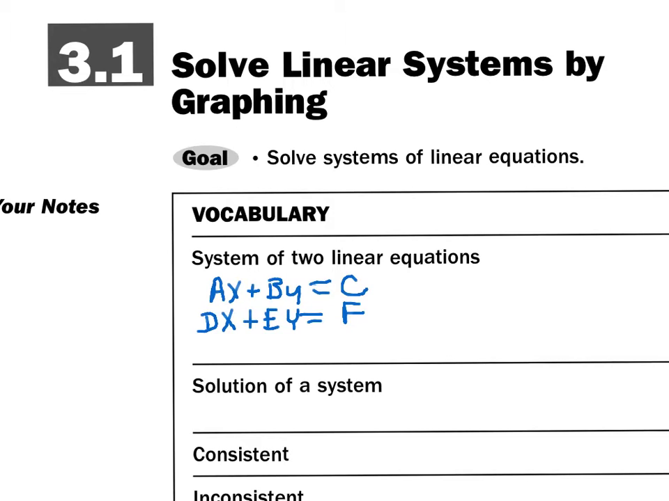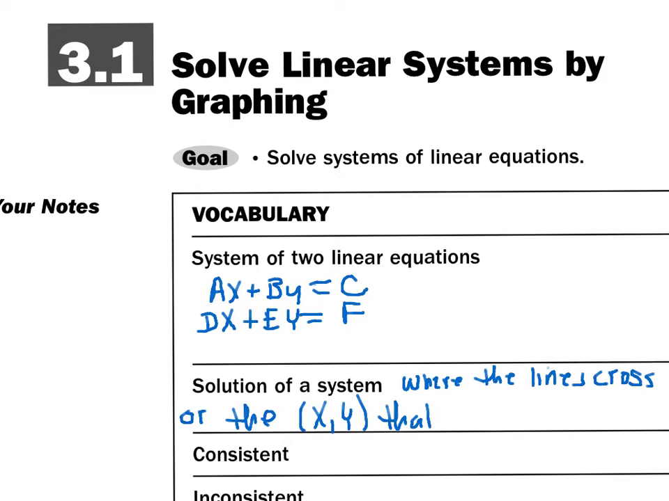The solution of a system where the lines cross, or the ordered pair that makes both true.